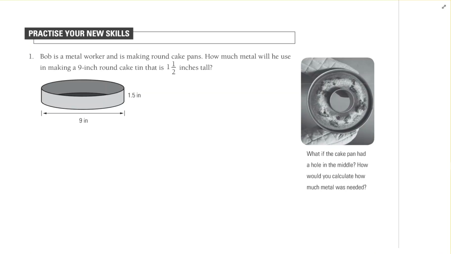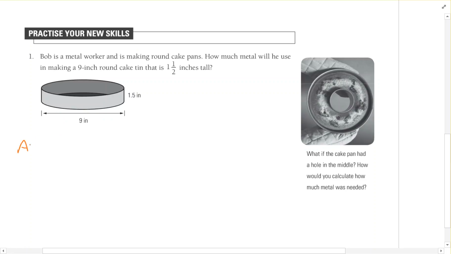Okay, so for this one, with this cake tin, we want to figure out the surface area of all of this, right? The tin all the way around the outside. We call that the lateral surface area of a cylinder. But then we want to figure out the surface area of the circle on the bottom. There's a bottom to this cake tin too, right? So let's figure out the area on the bottom.